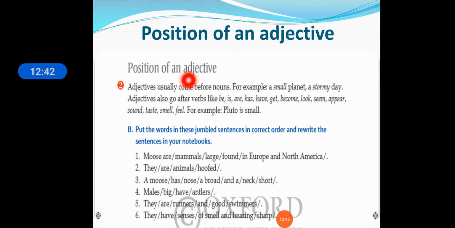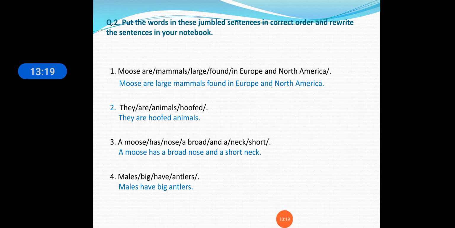Secondly, we have seen the position of the adjective, when an adjective can be used. An adjective usually comes before a noun and after verbs. These are the verbs: be, is, are, has, have, get, become, look, seem, appear, sound, taste, smell, feel. You have to remember these verbs before seeing the adjective here. And in exercise B, what we have learned? We have learned the jumbled words in the correct form.